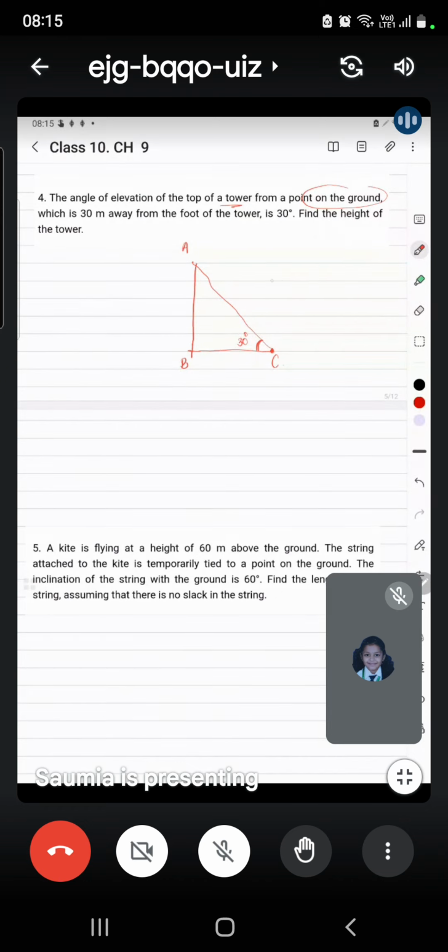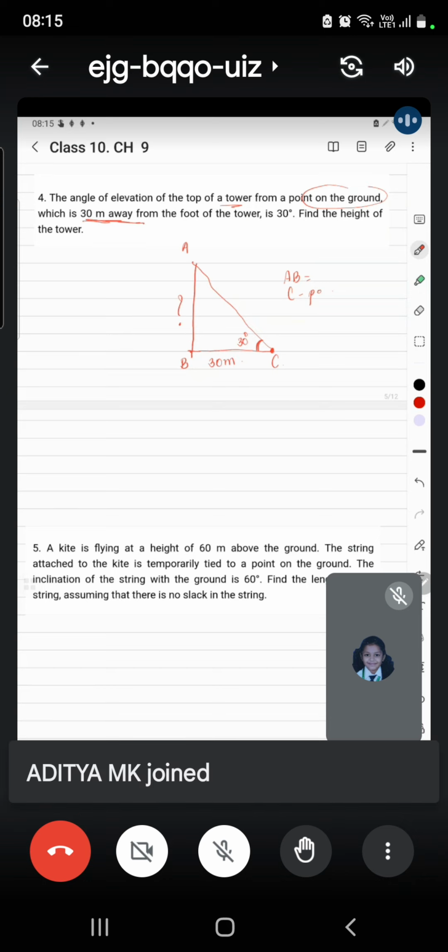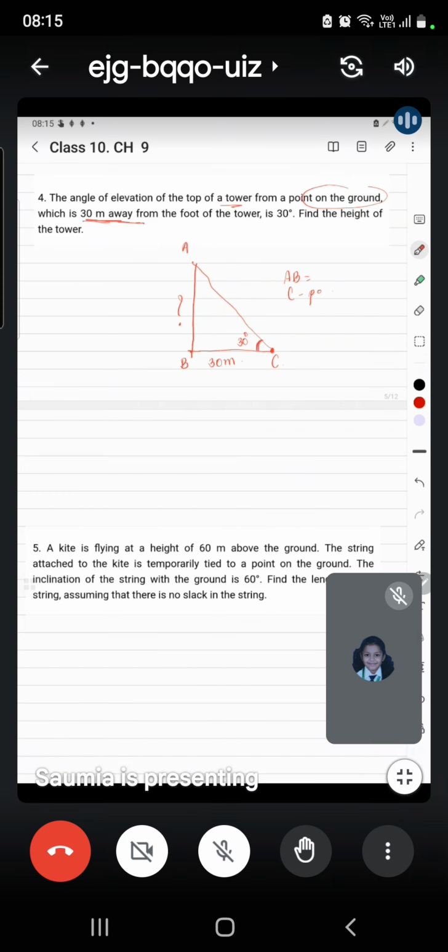So how do we write? Let AB be the tower and let C be the point on the ground. B is the foot of the tower. Now, this point is how much away from the foot of the tower? 30. That means C is at a 30-meter distance from the tower. And what do you have to find out? You have to find the height of the tower. So reading the question and forming the figure is the biggest thing. Once that is done, you just have to choose the correct trigonometric ratio. We'll read this question again and we'll do it.